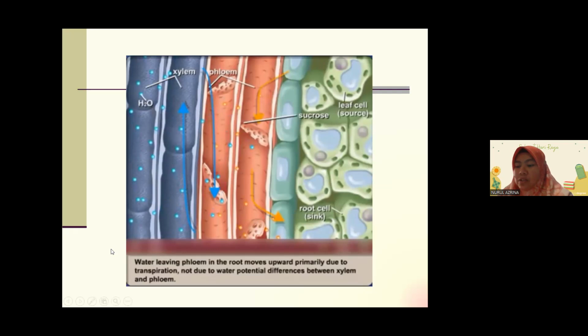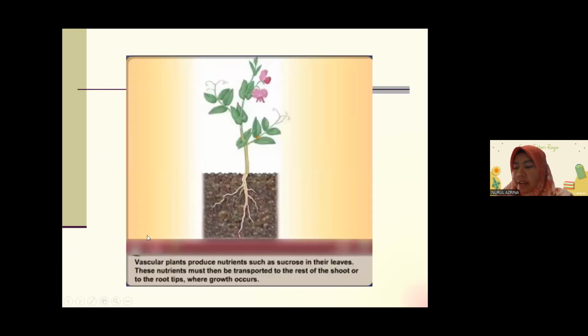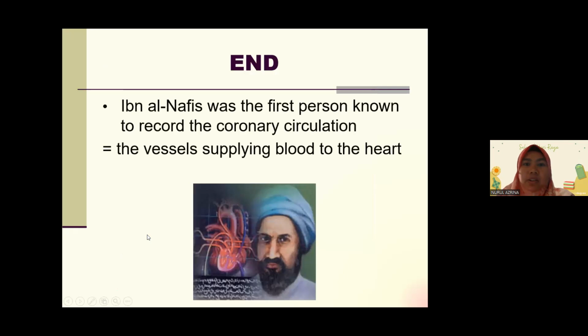Okay, so you can understand from this explanation, some water from the phloem at the sink diffuses back into the xylem, which is mainly due to the transpirational pull. All right, so then the process will be recycled. Okay, so that is all about chapter 3.